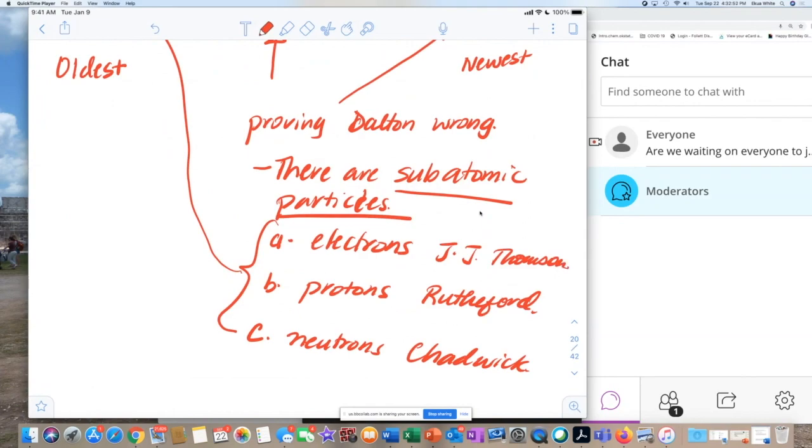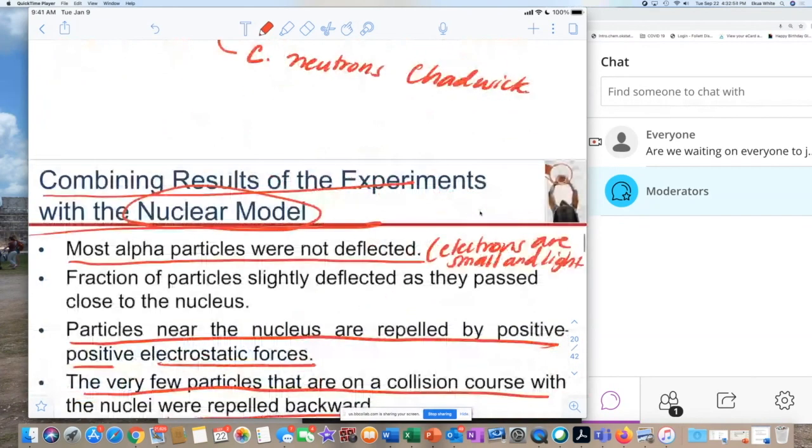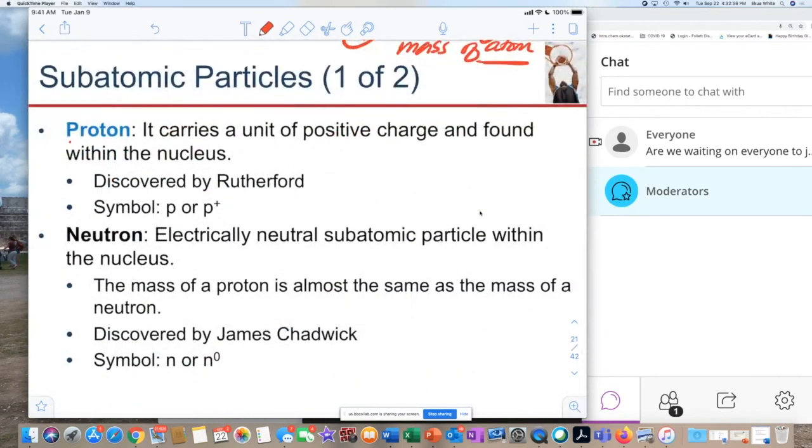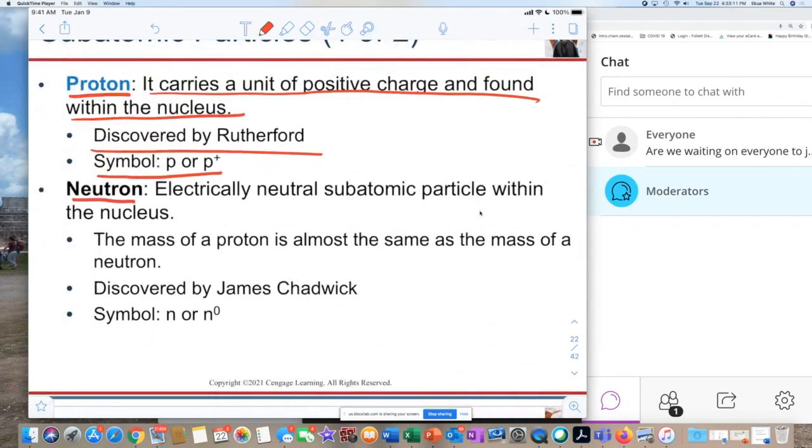Okay, so let's go ahead. The story. Okay, like I mentioned, the proton carries a positive charge. It is found in the nucleus. It was discovered by Rutherford. The symbol for proton is positive. And then, of course, you finally have the neutron.